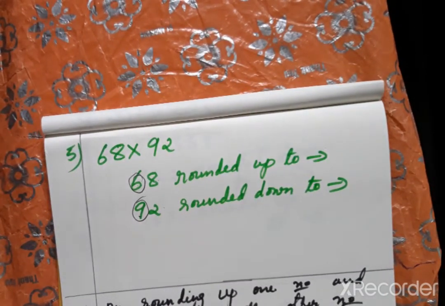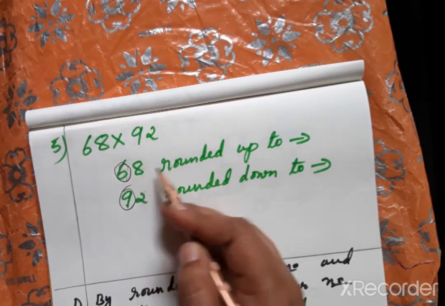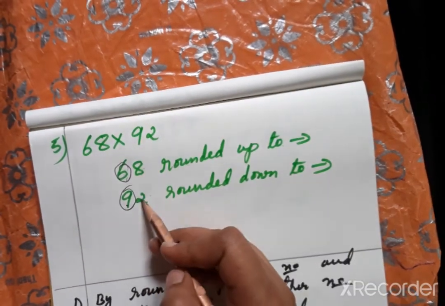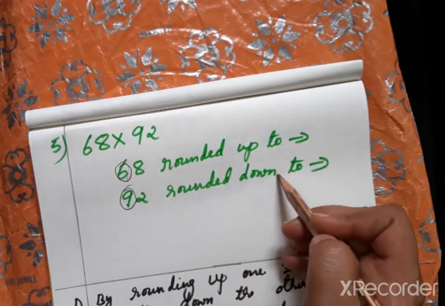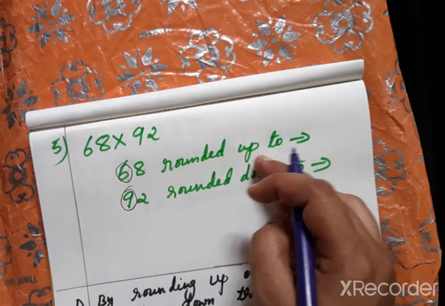Now next we have to check the number. If it is 5 or greater than 5, it means we round up. If it is less than 5, we round down. After checking the number, you round.